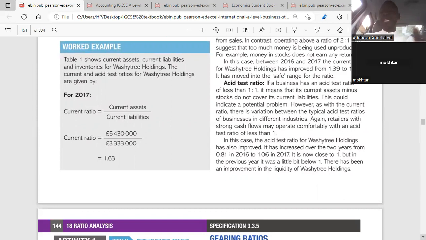Remember that for the acid test ratio, it is current assets minus stocks divided by current liabilities. So if you take away your stocks, inventories from your current assets, and it is less than 1, that means you won't be able to cover up for your current liabilities. But if it is more than 1, then it is fine for the business. That is the interpretation of acid test ratio.